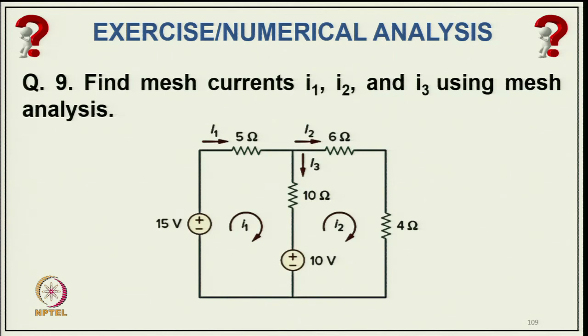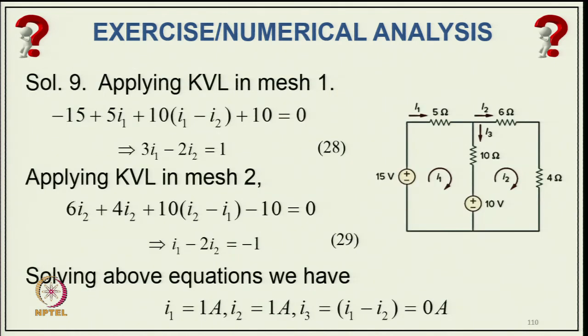So, coming to question number 9: find the mesh currents I1, I2 and I3 using mesh analysis. Here again we have 3 currents and 2 voltage sources with 4 resistances in this network. We apply KVL in the first mesh. It is minus 15, the voltage source, current entering with the minus polarity, plus 5 I1, that is the drop, and plus 10 times I1 minus I2, the current flowing in the 10 ohm resistance, plus 10 volt.